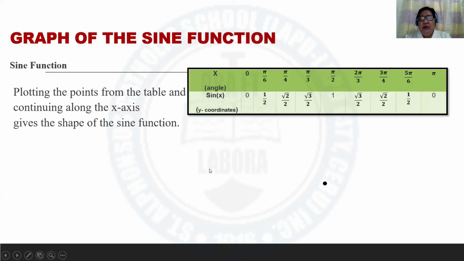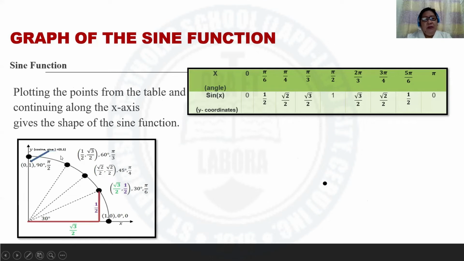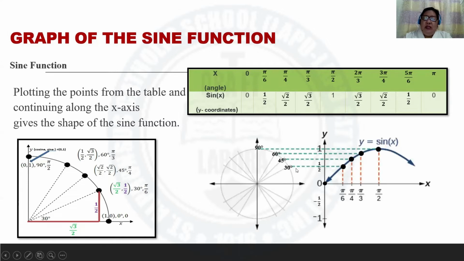So, using this table of values, we will be concentrating first on the first quadrant. The 30 degrees is equivalent to pi over 6. And for 0, it will give us 0 for the y coordinate. So the point is here. For pi over 6, the y coordinate is 1/2. So 1/2 is located here. So the point is here. This is 1/2 with pi over 6.